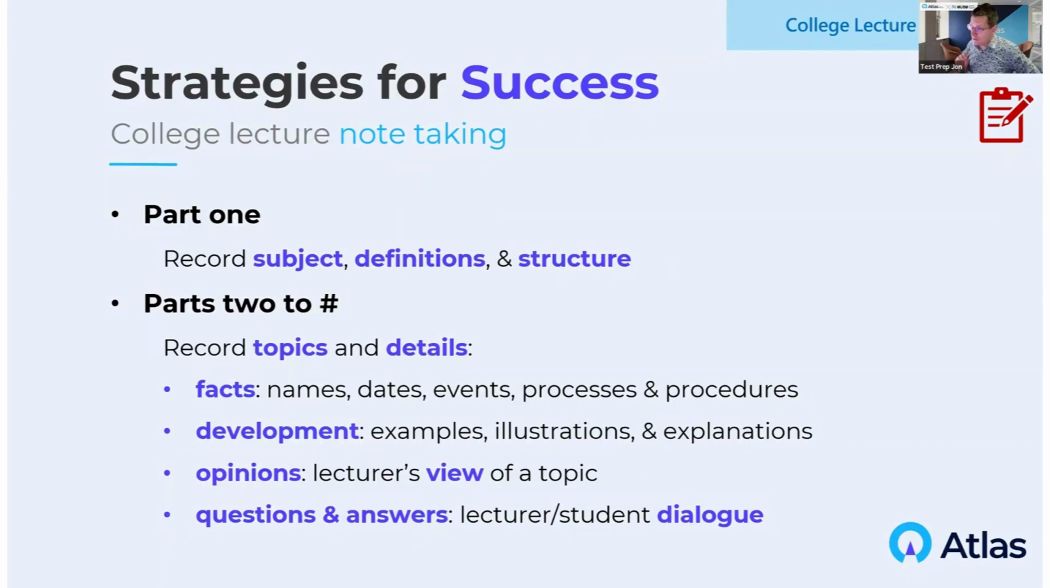And these are not difficult to identify, because the lecturer will usually identify them for you by saying, let me explain, let me give you an example, I'll give you an illustration. As I mentioned previously, you should be listening for any opinions or attitudes that the lecturer has on a topic and write them down, because yes, if you hear it, it probably means you're going to get a question about it. And of course, write down any information you hear about questions and answers resulting from lecturer-student dialogue.